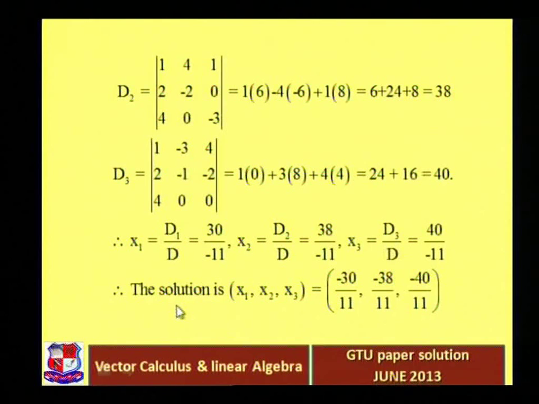So the final solution is x1, x2, x3 equal to minus 30 by 11, minus 38 by 11, and then minus 40 by 11. So here is the complete solution of this question.